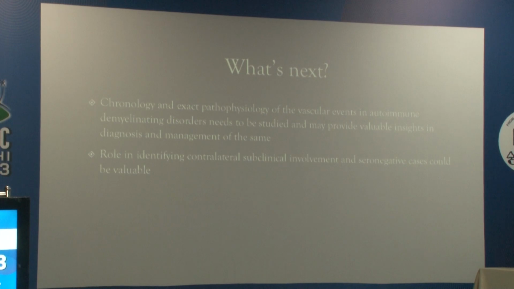So what is next? If we are able to delineate the chronology and the exact pathophysiology of the vascular changes in these autoimmune demyelinating disorders, it may provide very valuable insights into the diagnosis and management of these diseases. And if OCTA can play a role in identifying contralateral subclinical involvement or seronegative cases, it will be of great value. These are my references. Thank you.